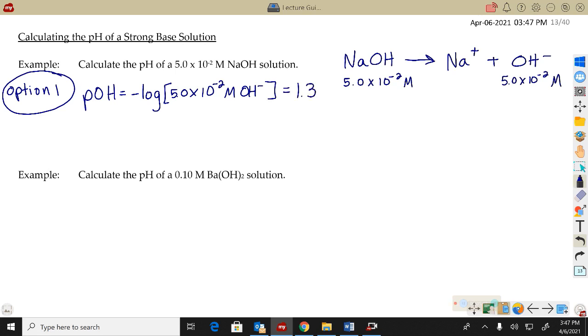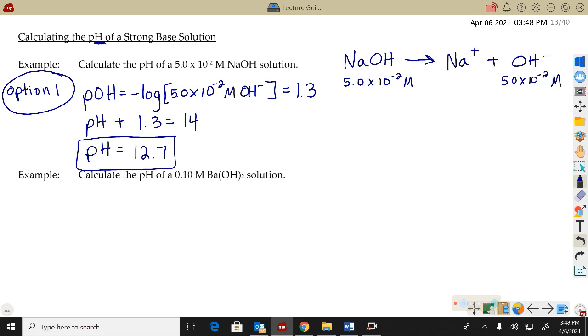Then we can just use that equation, pH plus pOH equals 14. Oh yeah, this is cool. So then I just subtract. 14 minus 1.3 gives me a pH of a big fat 12.7. Not bad.